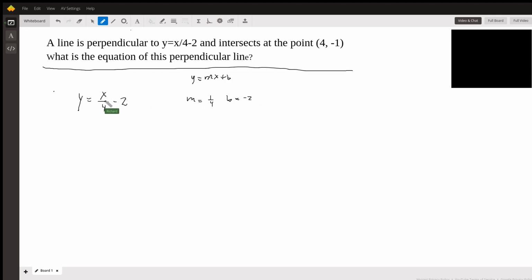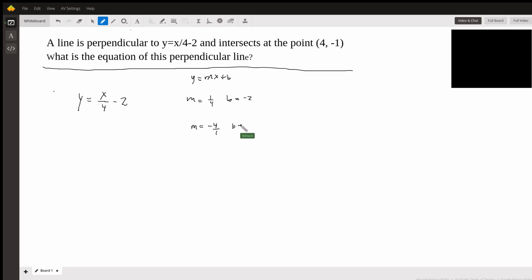We want the equation of the line that's perpendicular, so you need to know the rules for perpendicular slope. Perpendicular slope is called the opposite reciprocal. So you just flip the original slope, so this becomes 4 over 1, or just 4, and then you have to change the sign. It's called the opposite reciprocal.